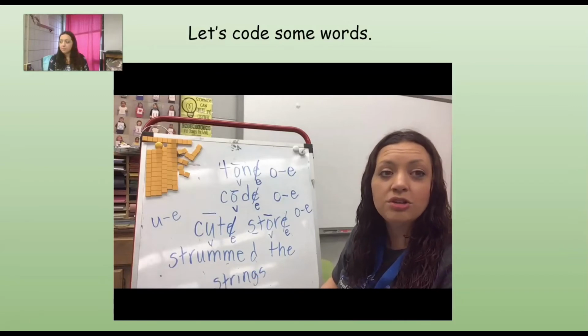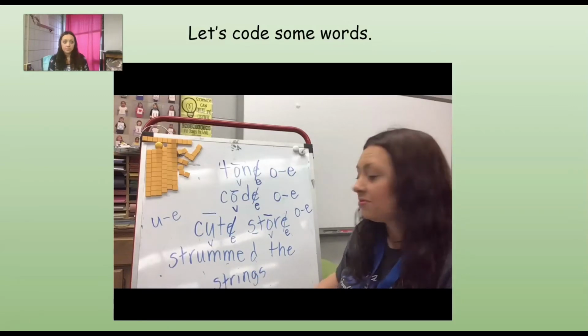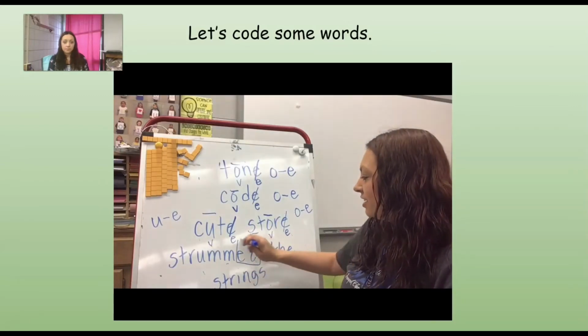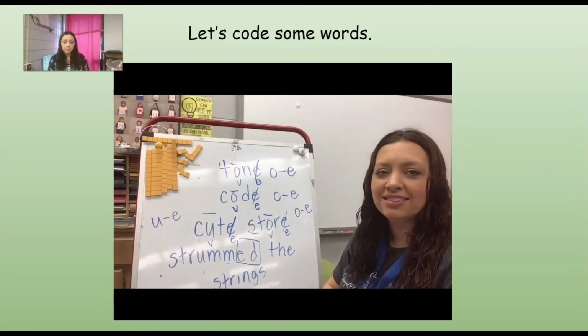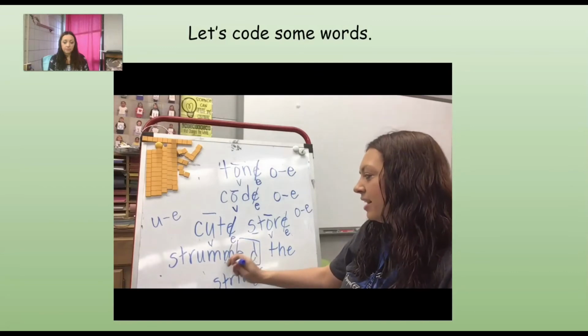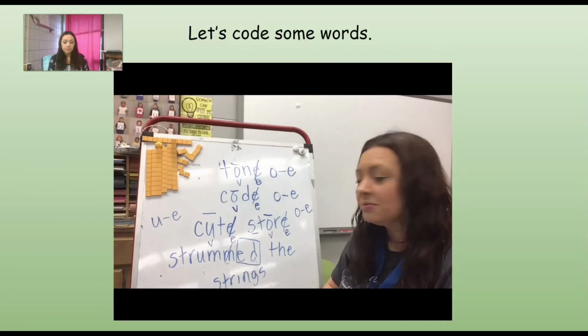All right, on the bottom, this is a very long word, but we can break it apart to read it. So what do you notice about that word first? That's right, it has that ed suffix. And then over here, what do you notice? That's right, it has a double consonant. I can cross that out. I don't have to read that sound.